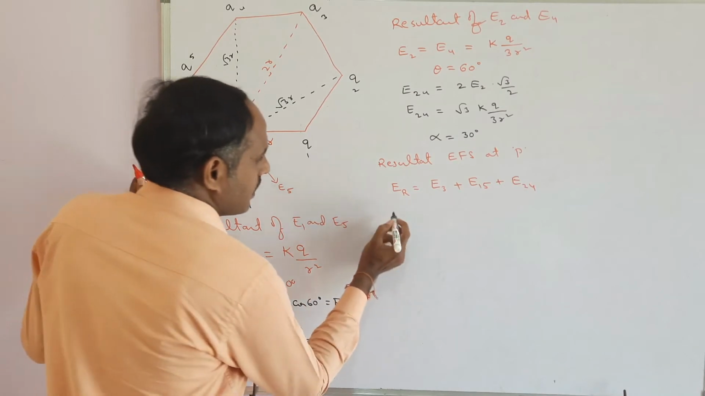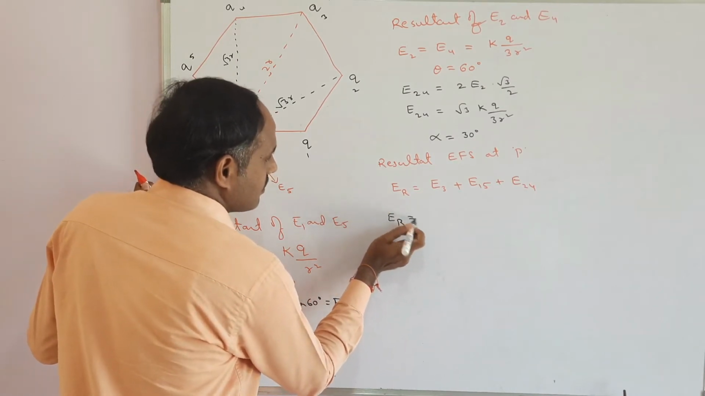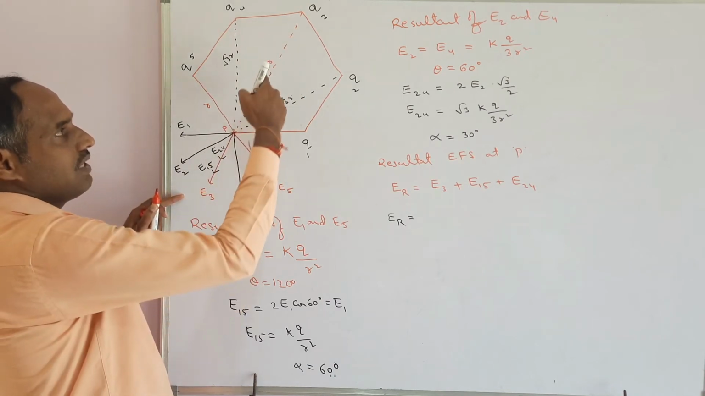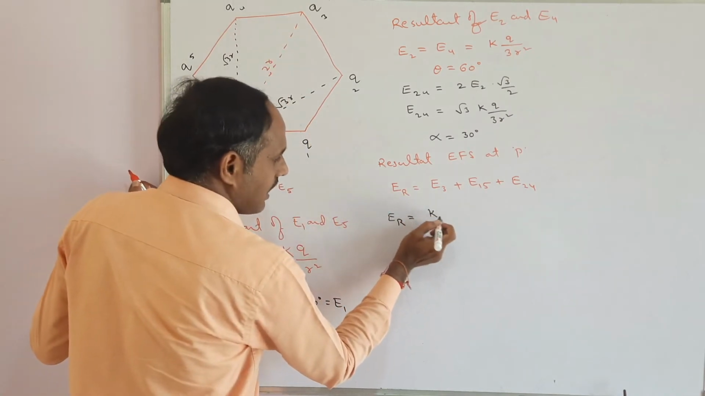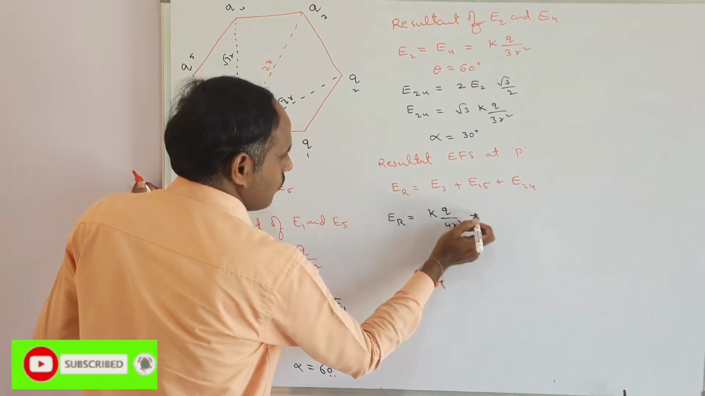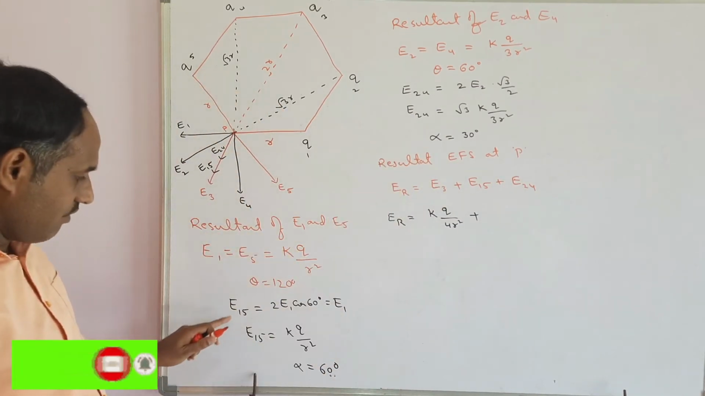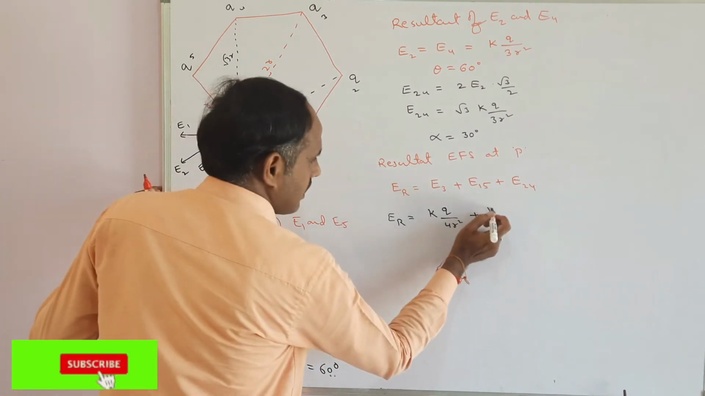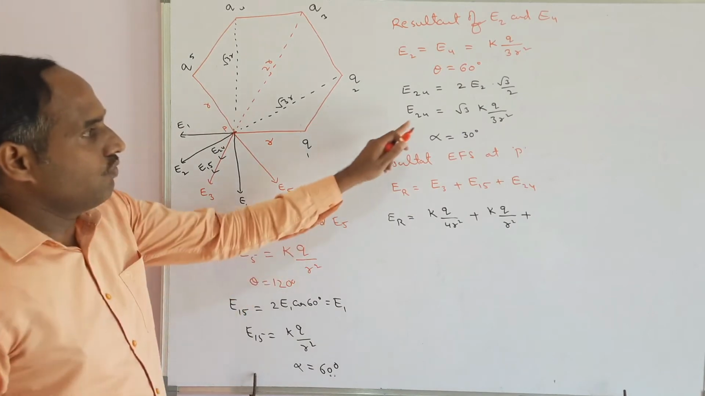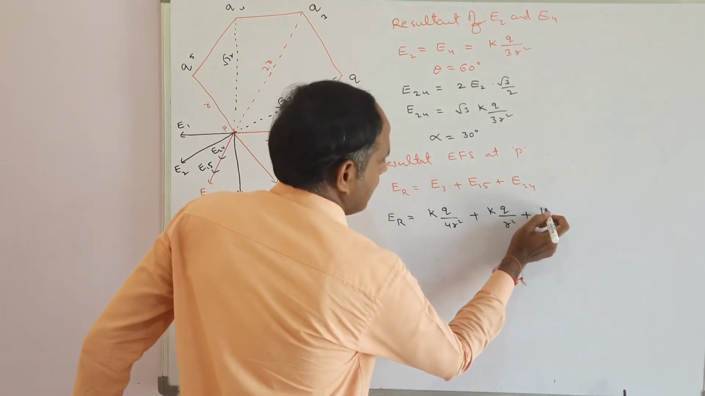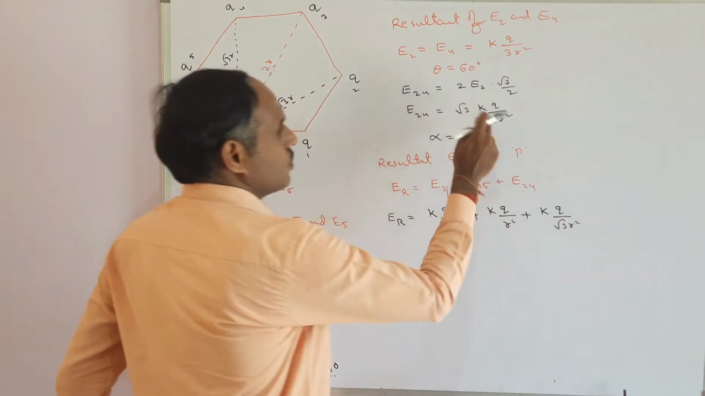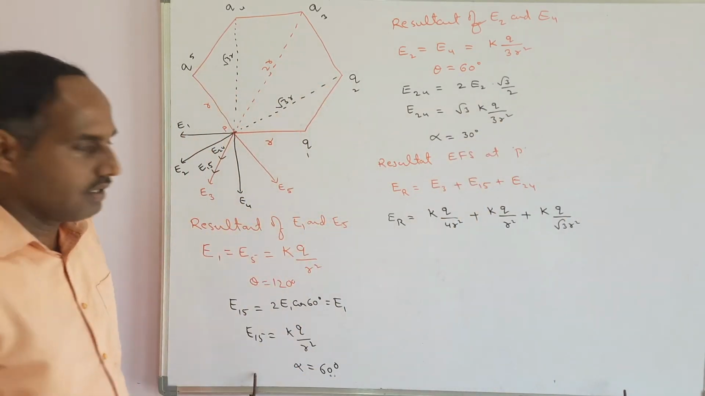So now by using this, we can write E_R equals E3. This third particle from the point is at a distance of 2r, so I can write KQ by (2r) whole squared, which gives 4r squared, plus E15 we got here, KQ by r squared, plus E24 we got here, KQ by root 3 r squared, because root 3 by 3 gives root 3 here.